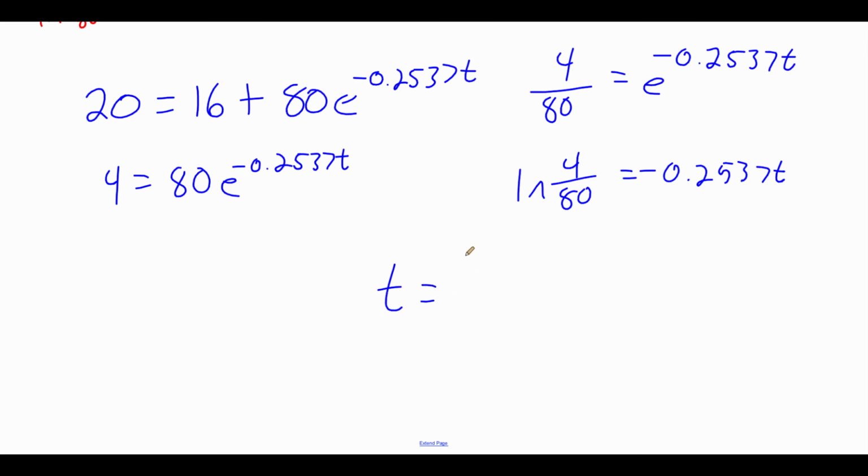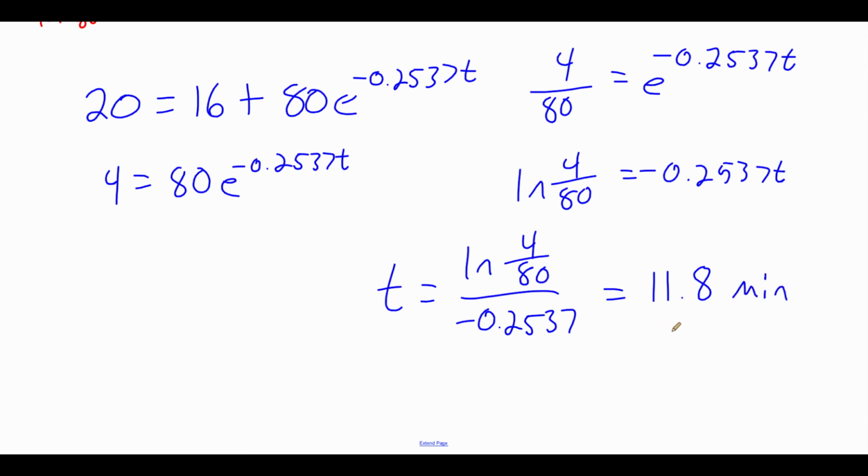And then I'm going to divide that negative decimal over to the other side. So we're going to get a t value of the natural log of 4 over 80, all being divided by negative 0.2537. And when we type all of that into our calculator, we should get about 11.8. Now we're measuring this in minutes, so it's going to be 11.8 minutes.